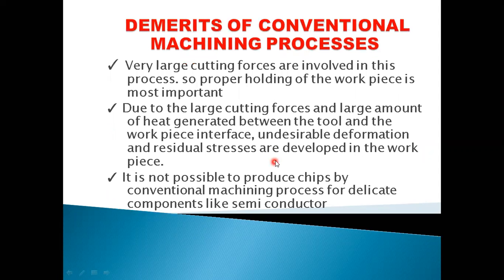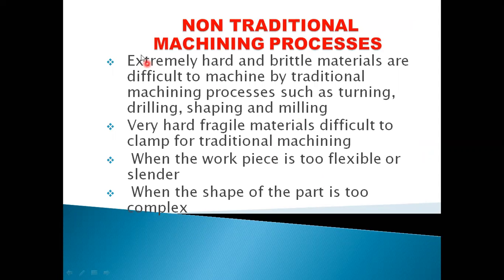So that's about your conventional machining process. Now, when I come to the non-traditional process compared to the traditional or conventional process, I can actually machine very hard and brittle materials, which is not at all possible by means of a traditional machining process like turning, drilling, shaping, and milling. For example, I want to drill a hole in glass or a ceramic material. If I subject the ceramic material or glass to turning, drilling, or shaping, obviously I can't do it, because those materials are extremely hard and brittle.